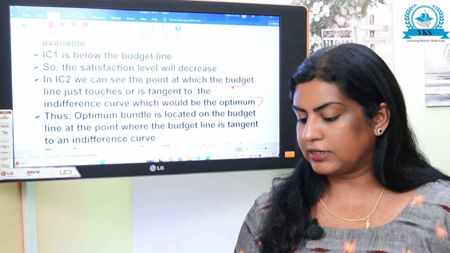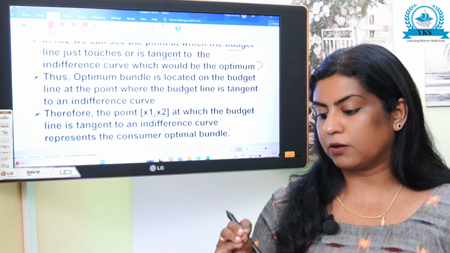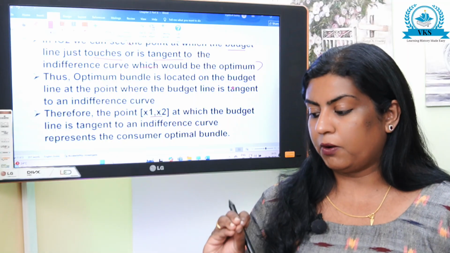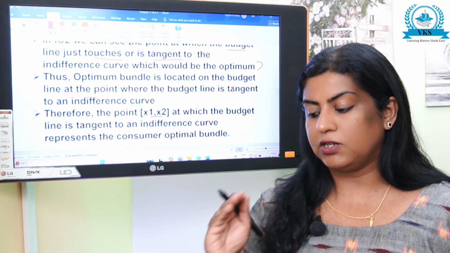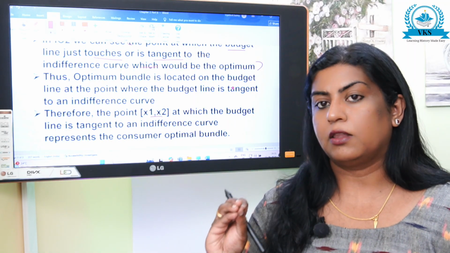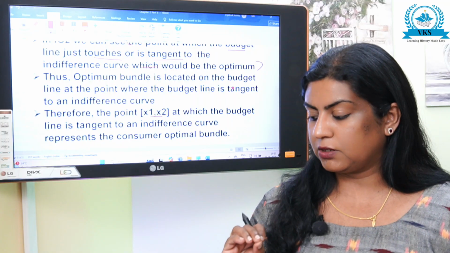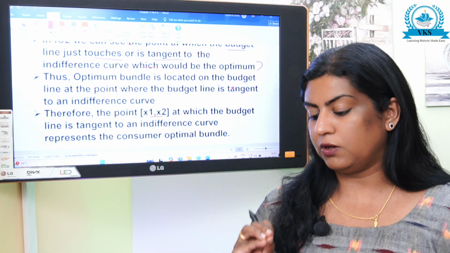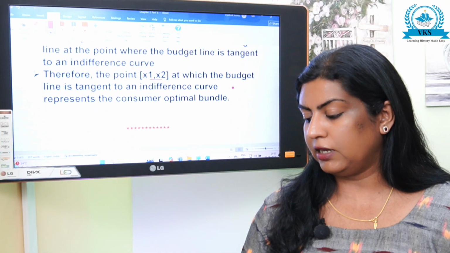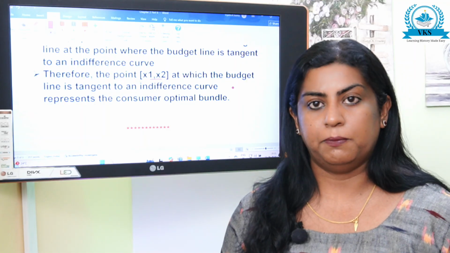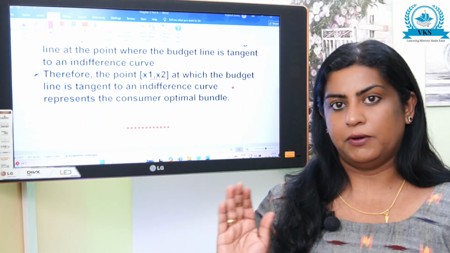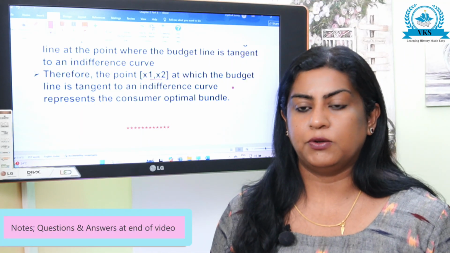So this is how we understand the consumer's optimal bundle. Once more I can say, thus the optimal bundle is located on the budget line at the point where the budget line is tangent to the indifference curve. Therefore, the point x1, x2 at which the budget line is tangent to an indifference curve represents the consumer's optimal bundle. So I hope this concept is very clear to you.